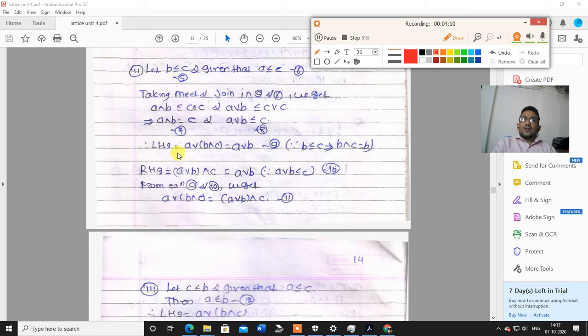So LHS is equal to A join (B meet C). What is B meet C? As B is related to C, B meet C is equal to B. Therefore we get A join B, so the equation 9. And what is the RHS here? (A join B) meet C. A join B is related to C, so we get (A join B) meet C is equal to A join B. So by equation 9 and 10 we claim that A join (B meet C) is equal to (A join B) meet C. Say the equation 11. Okay. You study again the third case.